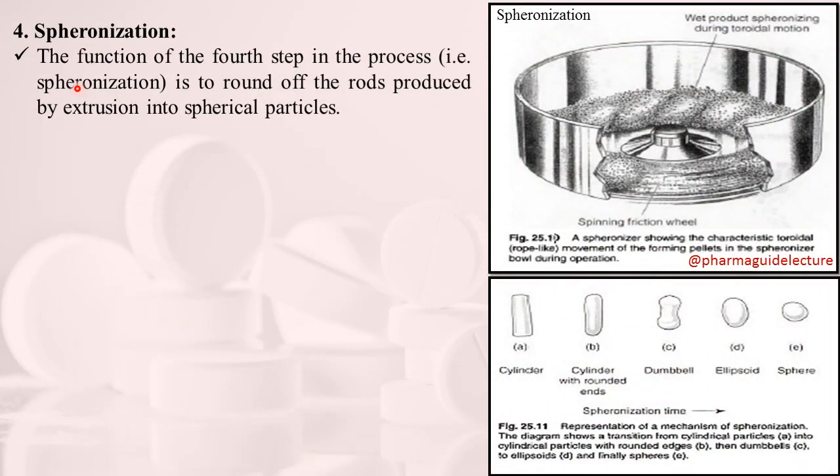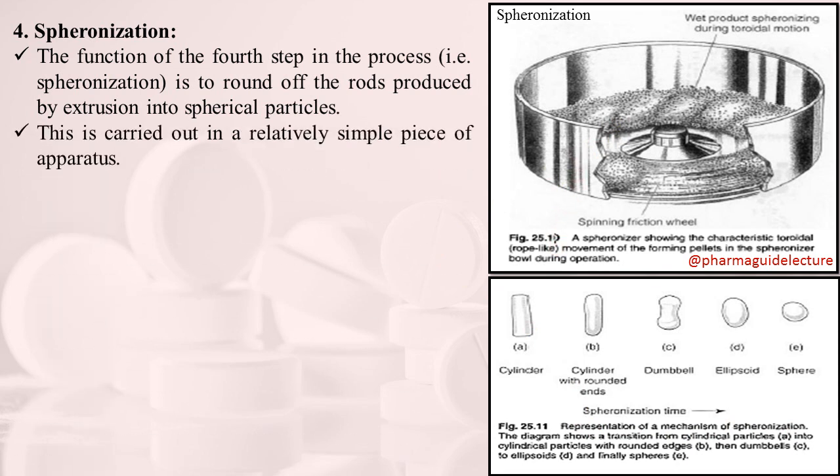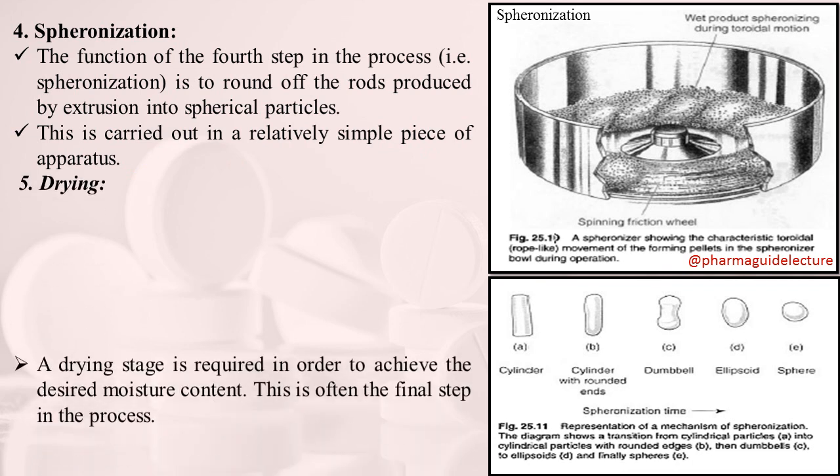Now spheronization. The function of this fourth step in the process is to round off these rod shaped cylindrical segments produced by the extrusion into spherical particles. These cylinders are first converted into cylinders with rounded edges, then a dumbbell, then an ellipsoid is formed, and then at last a sphere is formed. This represents the mechanism of spheronization. This is the marumerizer or spheronizer, carried out in a relatively small piece of apparatus.